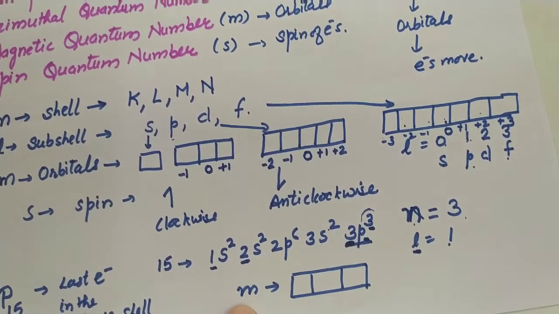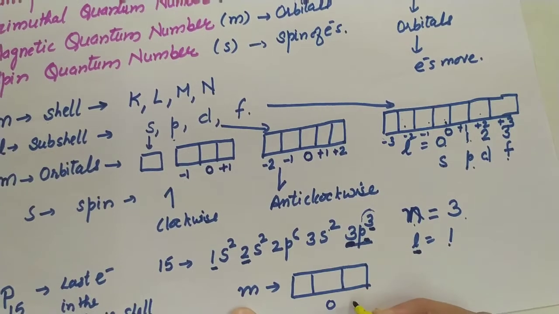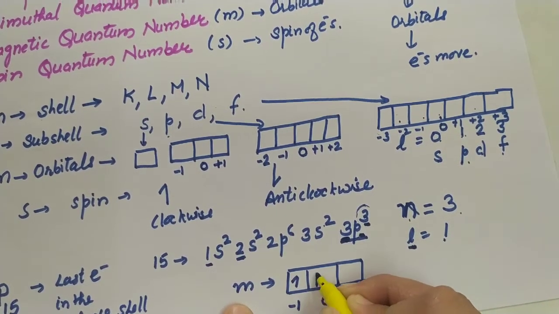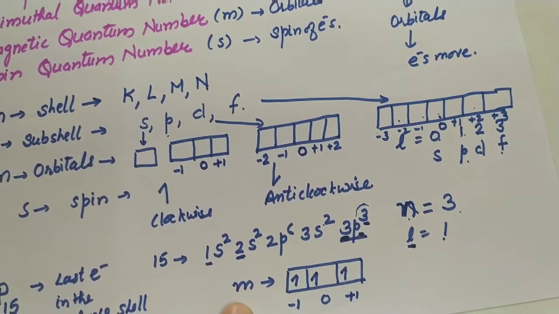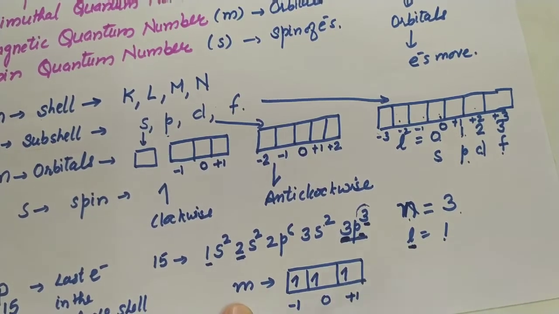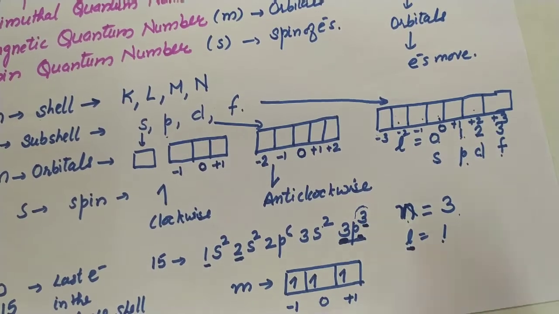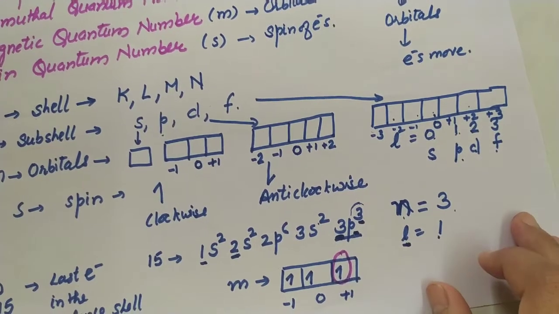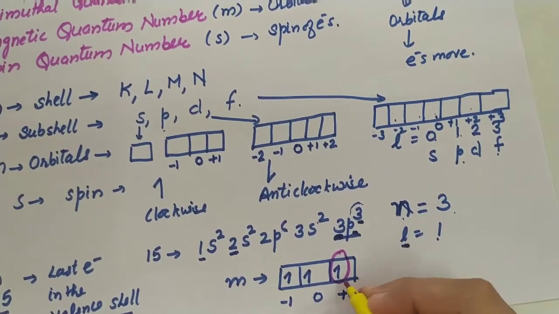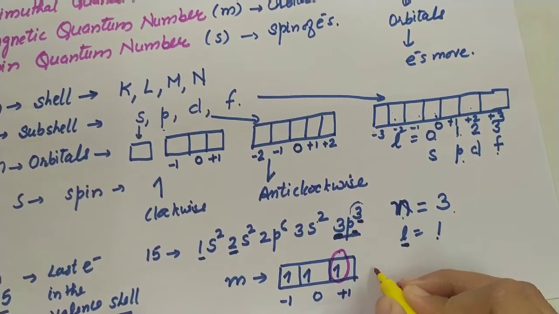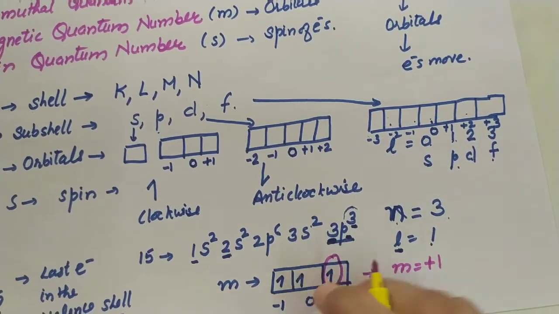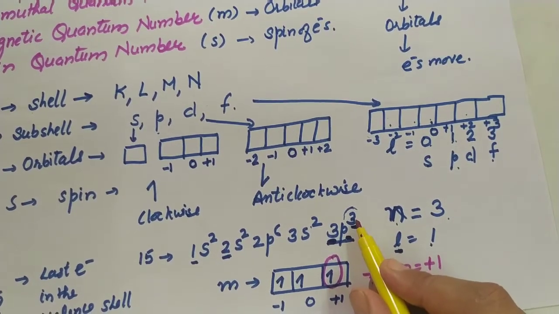For p there are 3 orbitals, 0, plus 1, minus 1. Now in p there are 3 electrons. So write according to Aufbau principle, firstly 1 electron each. So 1, 2 and 3. And we have to find the value of m or all 4 quantum numbers for the last valence electron of the p. This is the last valence electron of the p orbital. So it means m is equal to plus 1 for this 3p3 valence shell electron.